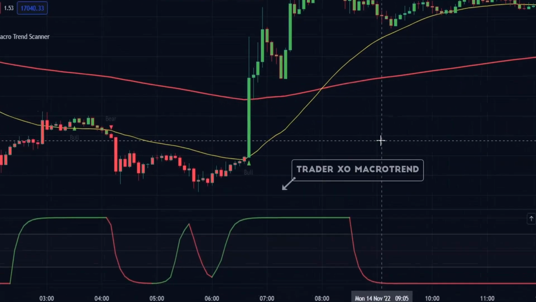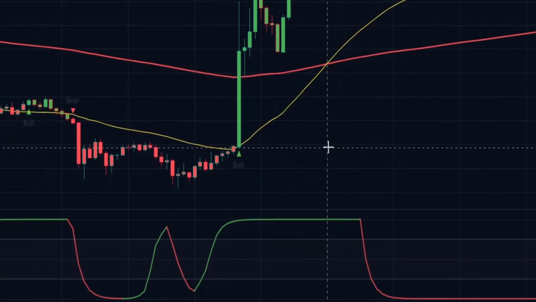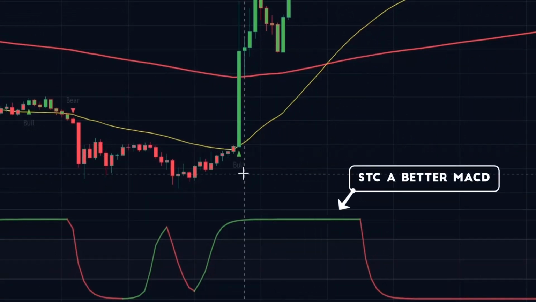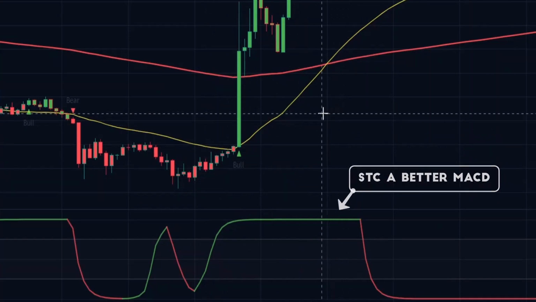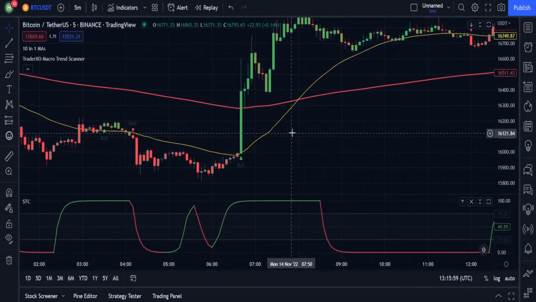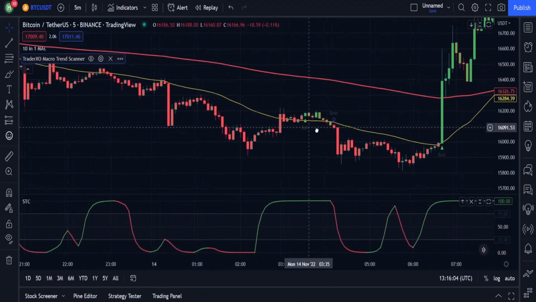The Trader XO Macro Trend Scanner indicator can help us in indicating trend reversals. And our third and last indicator, SDCA Beta MACD indicator, is a momentum oscillator primarily used to trade trends. Now that we have an overview of what functions these indicators play, let's move on straight to the trading rules.